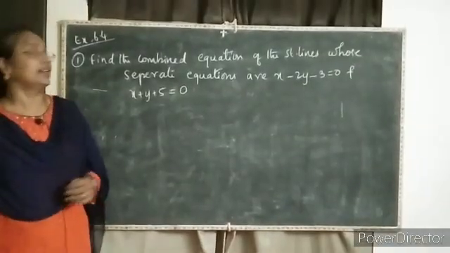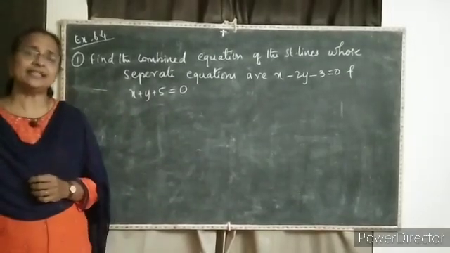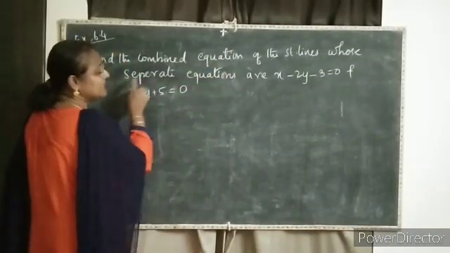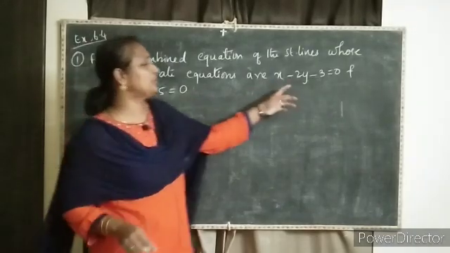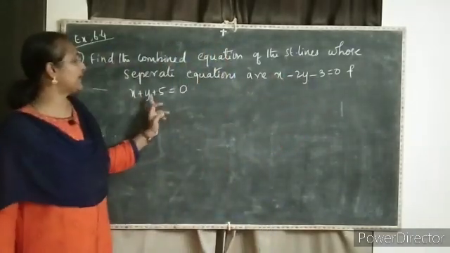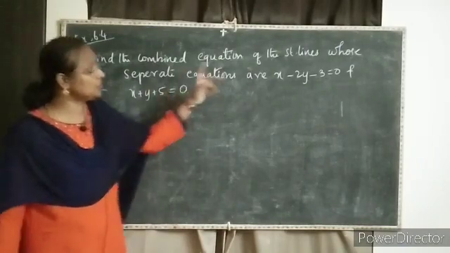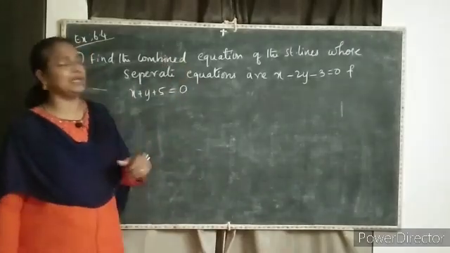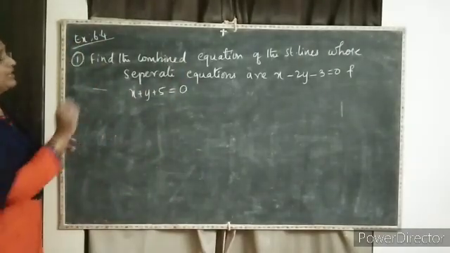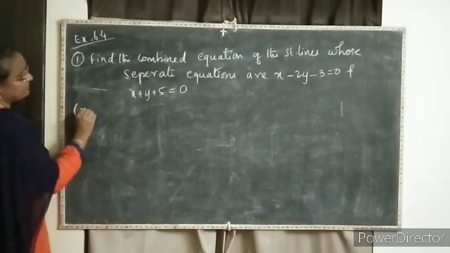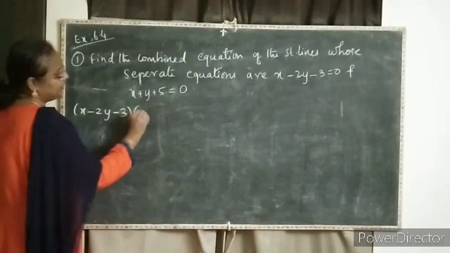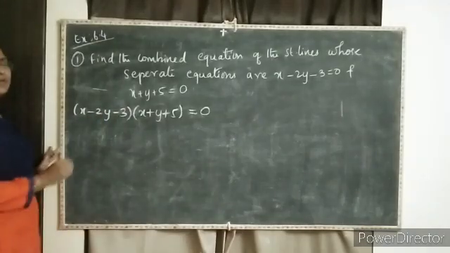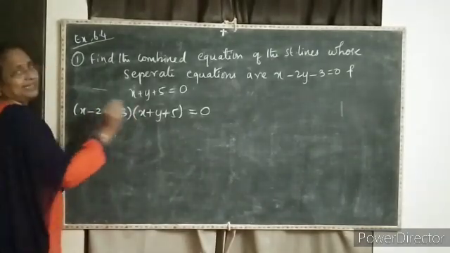Now let's start with the first sum of exercise 6.4. Find the combined equation of the straight lines whose separate equations are x minus 2y minus 3 equal to 0 and x plus y plus 5 is equal to 0. Here two different straight line equations are given. Now we are going to find the combined equation. We are going to combine those two equations. Now let's combine (x minus 2y minus 3) into (x plus y plus 5) equal to 0. Very simple, ordinary algebraic multiplication.